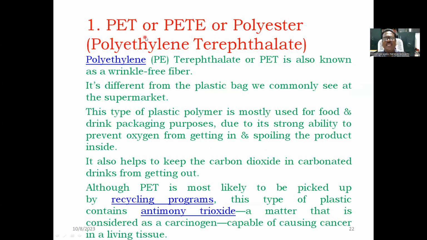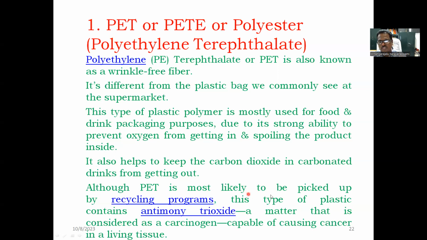PET or PETE, or polyester, polyethylene terephthalate. Polyethylene terephthalate, or PET, is also known as wrinkle-free fiber. It is different from the plastic bags we commonly see at the supermarkets. This type of plastic polymer is mostly used for food and drink packaging due to its strong ability to prevent oxygen from getting in and spoiling the product inside. It also helps to keep the carbon dioxide in carbonated drinks from getting out.